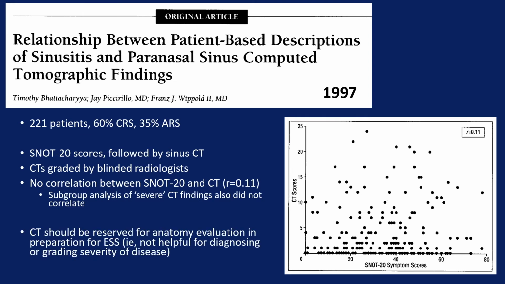So the conclusions from this study, which still hold up today, are that we reserve CT scans for the anatomy evaluation when we prepare for sinus surgery. It's really not helpful in diagnosing or grading the severity of disease.